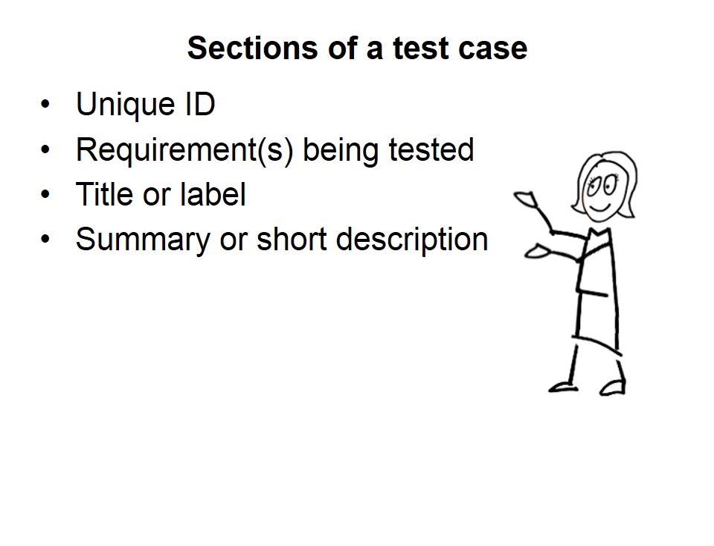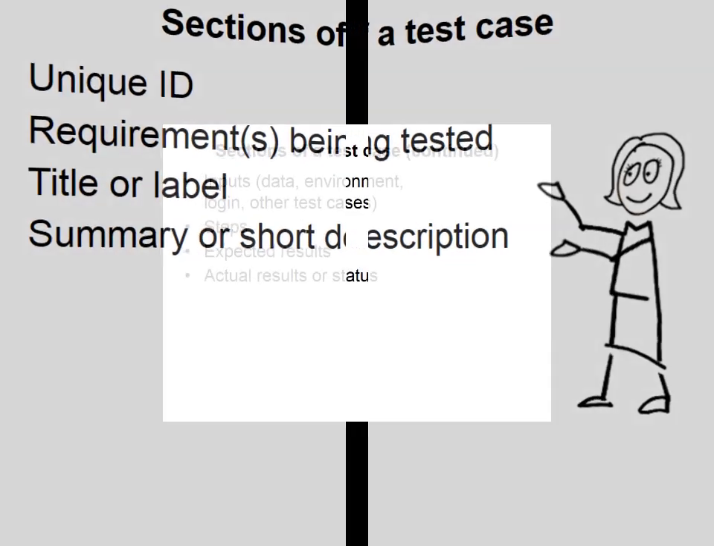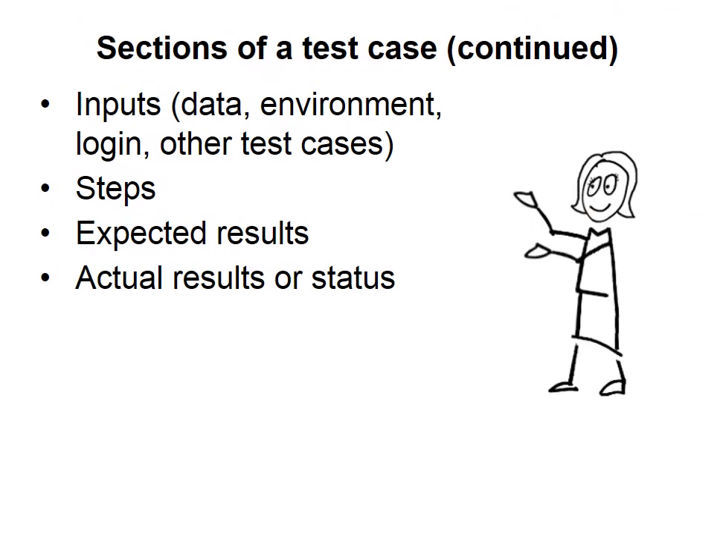A high-level title or label allows the purpose of the test case to be identified quickly. A summary or short description can give additional details on the requirement and scenario being tested. Inputs are identified so that the tester knows what needs to be in place in order to execute the test case. The heart of the test case would be the detailed steps needed to execute it. Then, the expected results need to be specified to ensure that it works. Finally, the actual results or status would be included and entered during execution. In some cases, the status might be a separate document used for metrics.